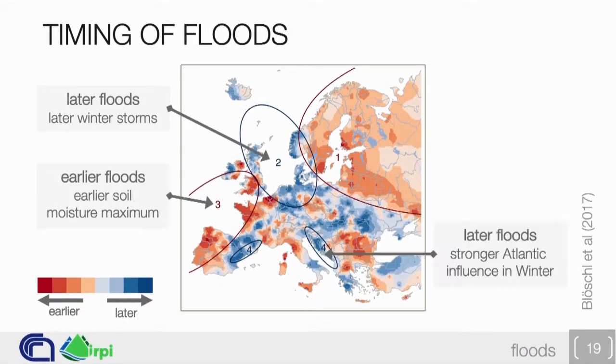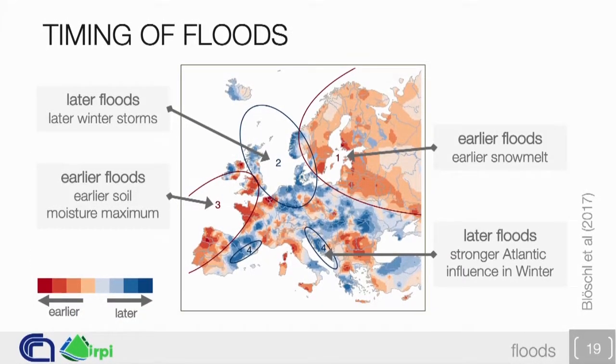More quantitatively, Blöschl and his co-workers have recently examined discharge data for more than 4,000 gauging stations, hydrological stations in Europe, and found a shift in the timing of floods, which they attributed to climate-related causes. Earlier floods along the Atlantic coast are due to earlier soil moisture maxima, and in northern Europe to an earlier snowmelt.